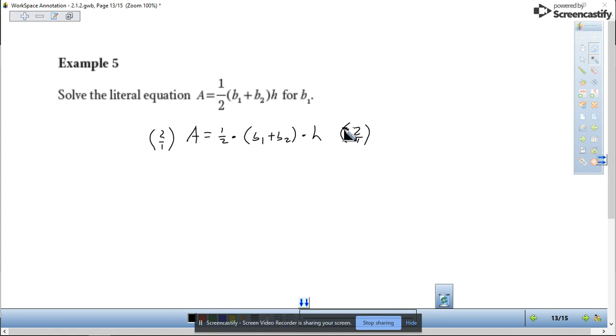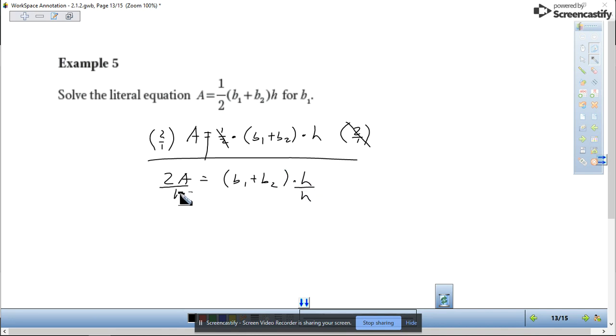So what happens here is you get 2/1 times 1/2, which goes to 1, which means it can cancel each other out. And now I have 2a equals b1 plus b2 times h. Now I have some multiplication to undo because I can't undo those parentheses yet. So I divide by h. And that leaves me with 2a over h equals b1 plus b2.